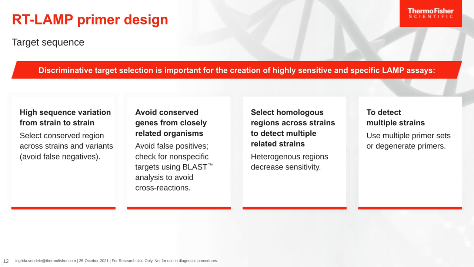The target sequence is also important in successful LAMP assay design, and if faced with high sequence variation from strain to strain and aiming to detect multiple strains, select conserved regions across strains and variants to avoid false negative results, or also avoid conserved genes from closely related organisms to avoid a false positive result. And BLAST can be used to check for non-specific targets. Select homologous regions across strains to detect multiple related strains, and if aiming to detect multiple strains, you can also use multiple primer sets or degenerate primers.